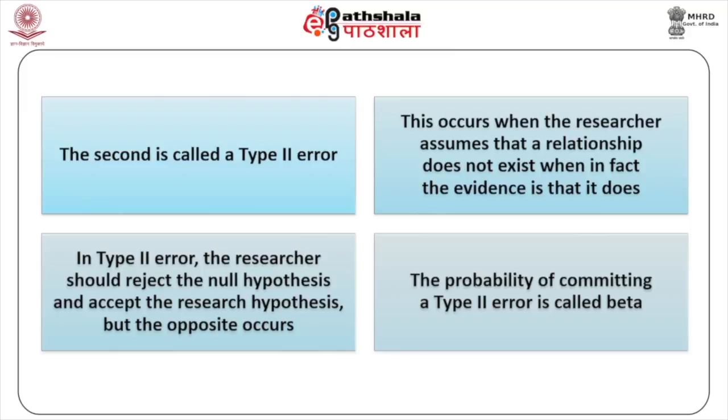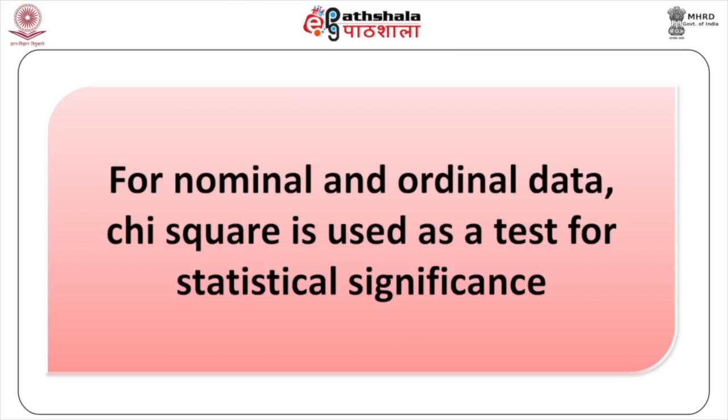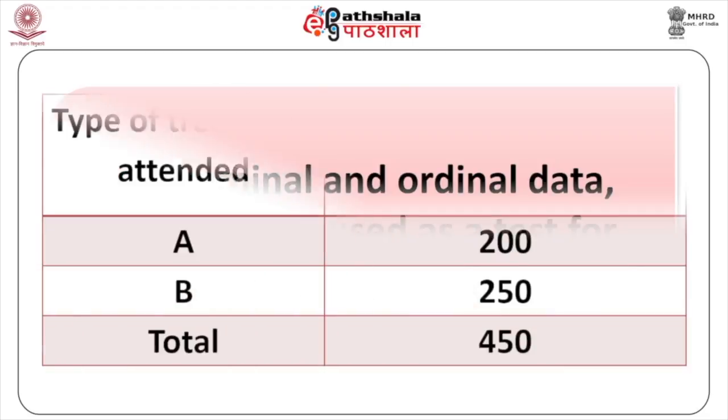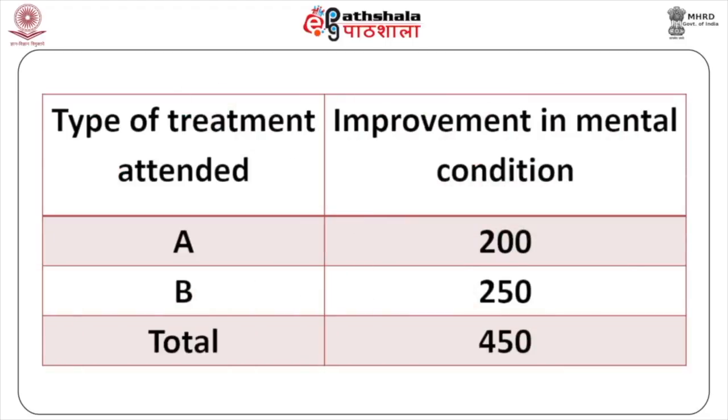Now we are going to discuss chi-square test, student's t-test and f-test, which are commonly used for hypothesis testing. Chi-square test. For nominal and ordinal data, chi-square is used as a test for statistical significance. For example, we hypothesize that there is a relationship between the type of treatment program attended and the improvement in the mental condition of the patient. We gather the following data.